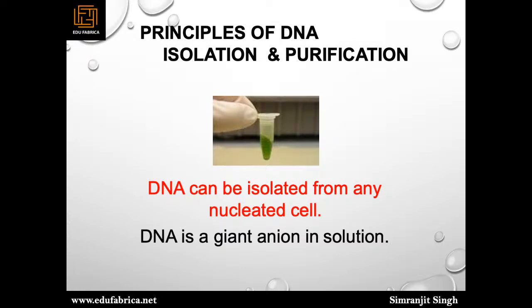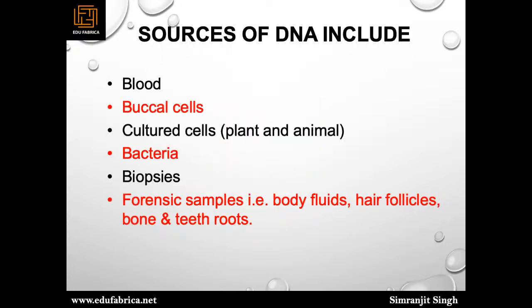Then, principles of DNA isolation and purification. DNA can be isolated from nucleated cells, and it is a giant anion in solution. The sources of DNA that we can use include blood, buccal cells, cultured cells, bacteria, biopsies, and forensic samples. All of these can be used for the isolation of DNA.